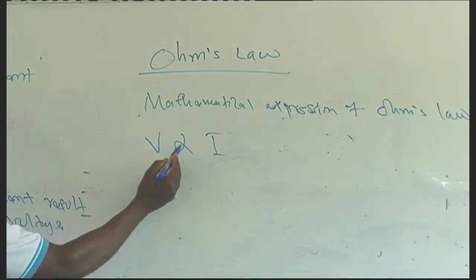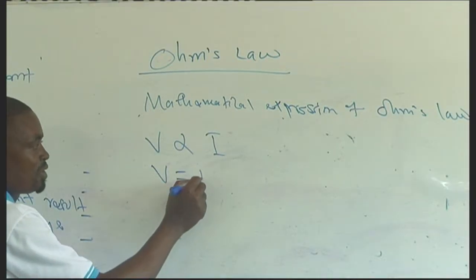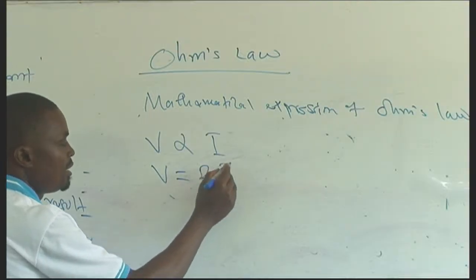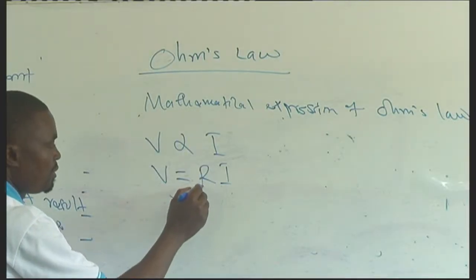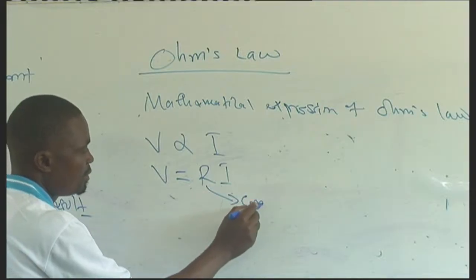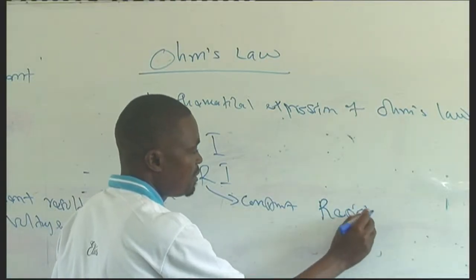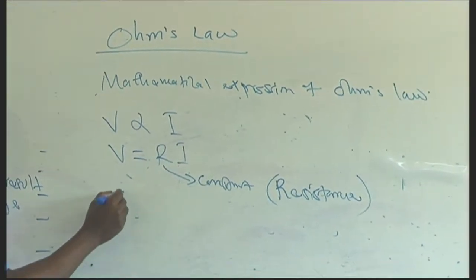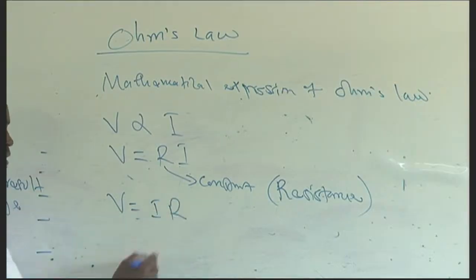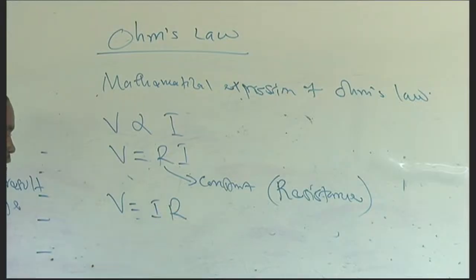Now, whenever we remove the proportionality sign, we put an equal sign and we introduce a constant. We call it R. So this constant here, we call it resistance. So we say V equals IR in that order, whereby I is current, V is voltage, and R is resistance. We will know what resistance is later on.